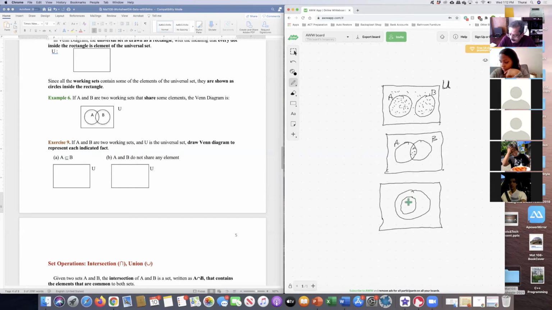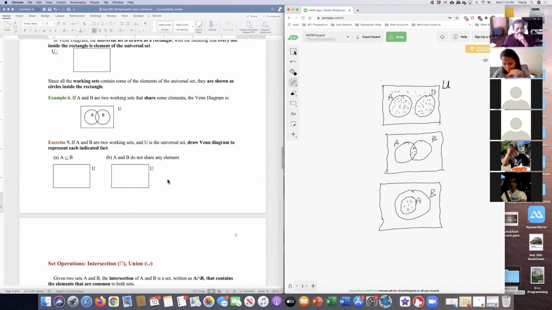Now every point in A is also in B, isn't it? Right? So the points represent the elements. So now every point in A is also in B. So this shows that A is a subset of B. And if A is a subset of B, that's how you draw that.